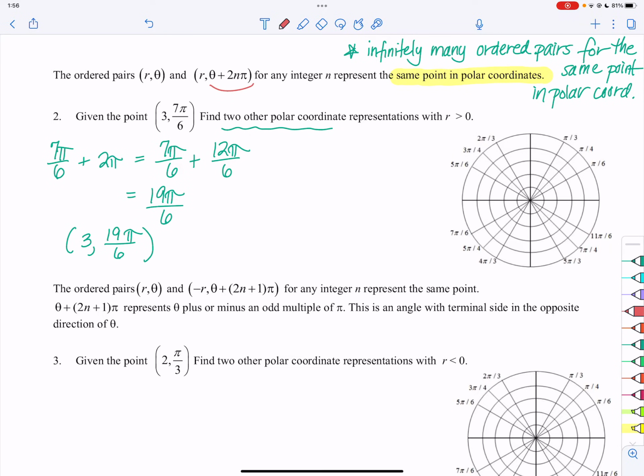Let's come up with another one. We have 7 pi over 6. And this time, let's subtract 2 pi. And that's equal to 7 pi over 6 minus 12 pi over 6.